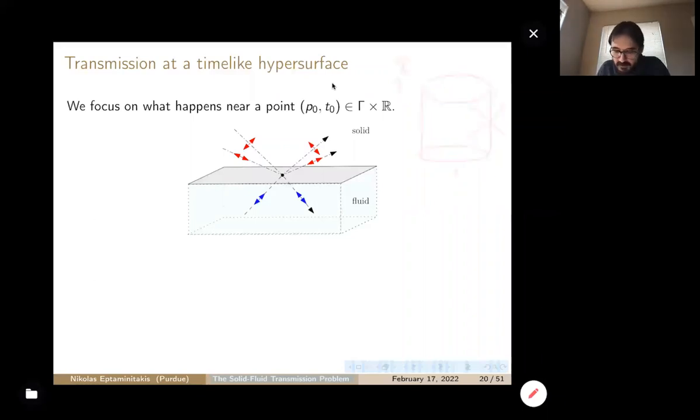So for the rest of the talk, and that's also what we're doing in the paper, we're focusing on the interface between the solid and the fluid. One should also consider the case of the hard boundary on the outside, but we don't examine this in detail because it is treated in detail in the Stefano, Vasy and Hintz paper that I mentioned earlier. So we're just going to look at what happens near the interface between the solid and the fluid.